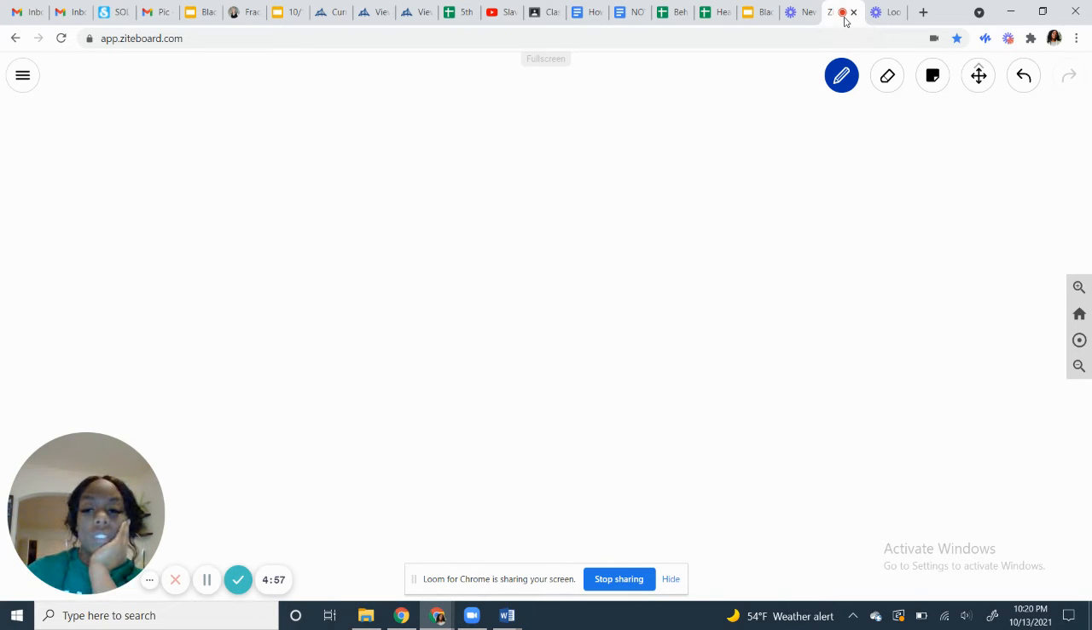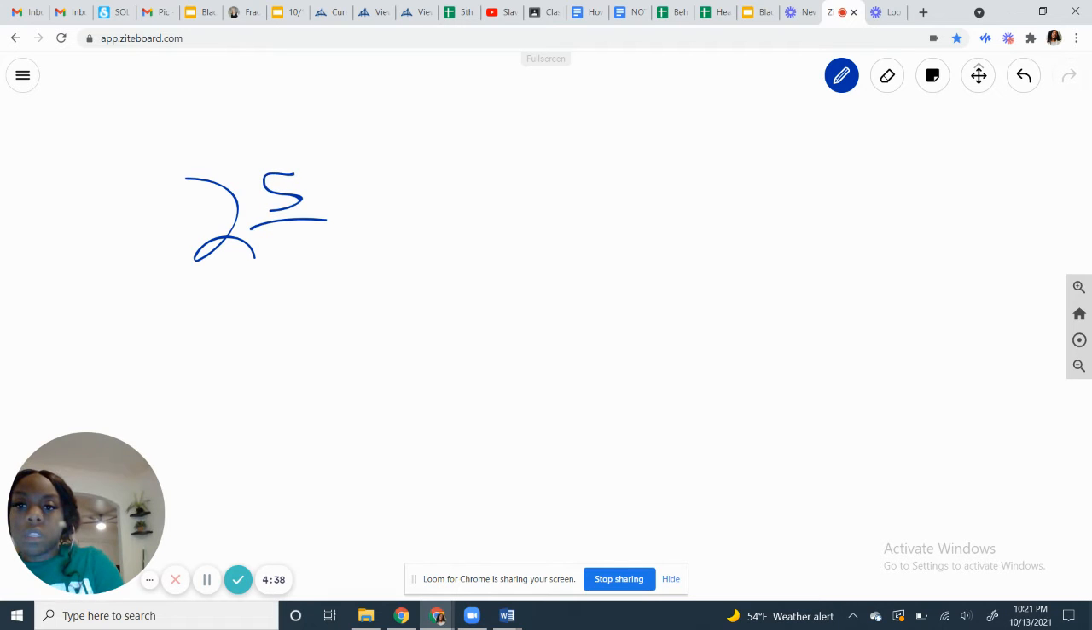All right, guys, same thing. It's still adding fractions with unlike denominators. However, we are going to add a mixed number with another unlike denominator. Here is our problem. I wrote it down so I don't forget. 2 and 5/6 plus 1/8. How do we tackle this?